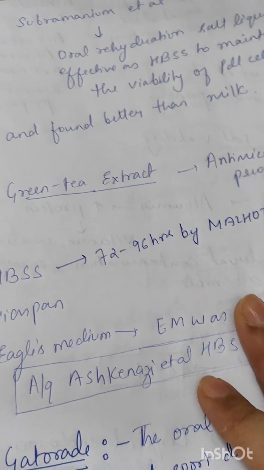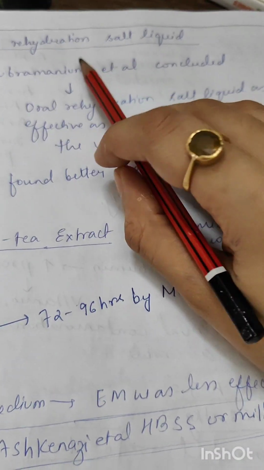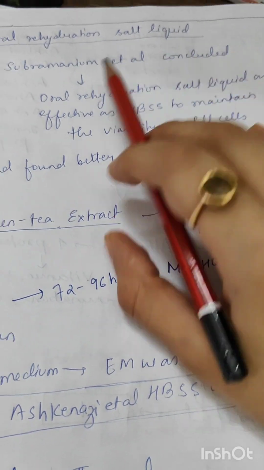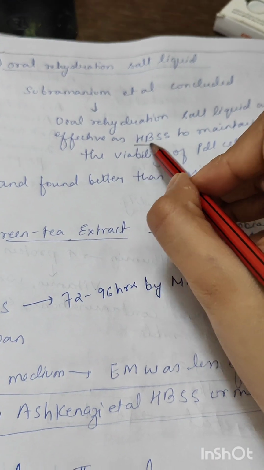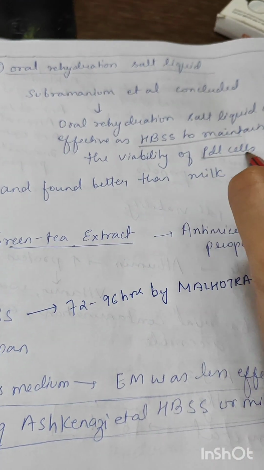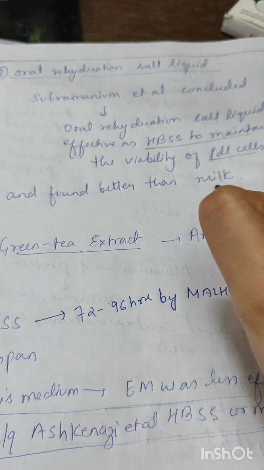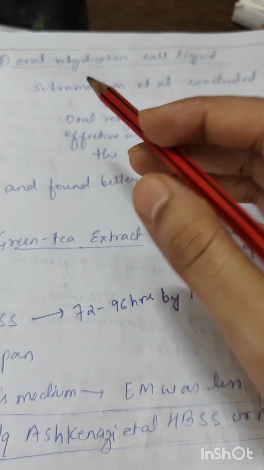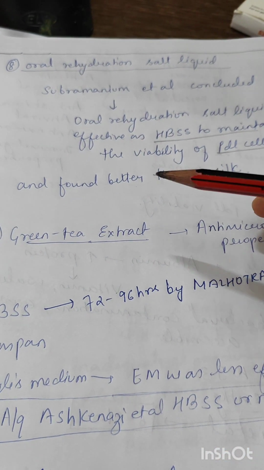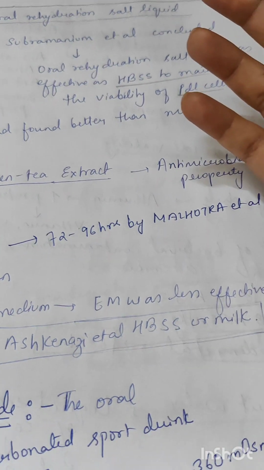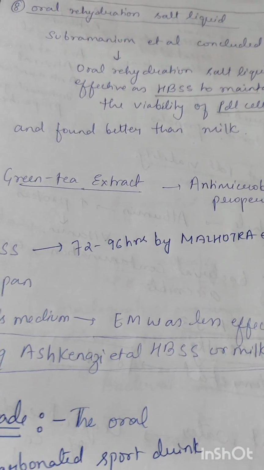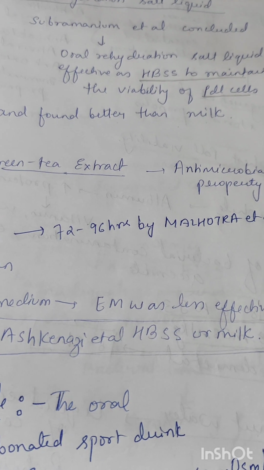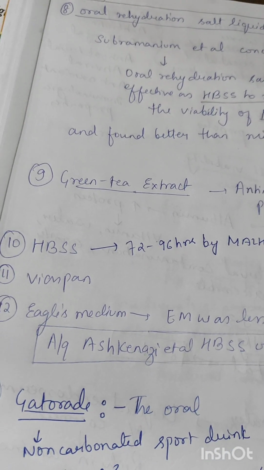Now coming to the oral rehydration salt liquids. According to Subramaniam et al., oral rehydration salt liquid is as effective as HBSS in maintaining the viability of the PDL cells and was found better than milk. Now green tea extract can also be used as it has antimicrobial property. Next we will be studying about HBSS.